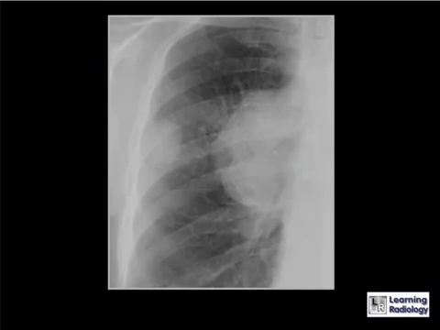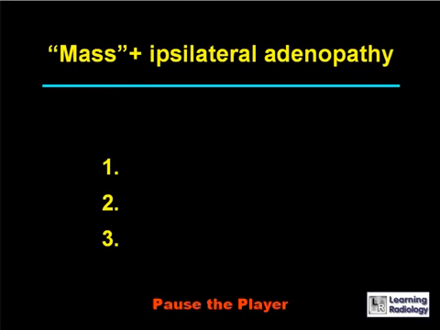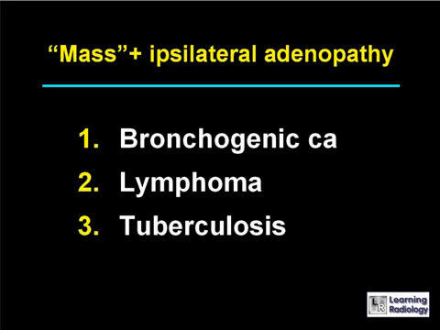Here's the next differential. Pause the player. The differential is a mass or density in the lung with ipsilateral hilar adenopathy. Pause the player. The 3 causes of a mass or density in the lung with ipsilateral hilar adenopathy would be bronchogenic carcinoma, lymphoma, and tuberculosis.